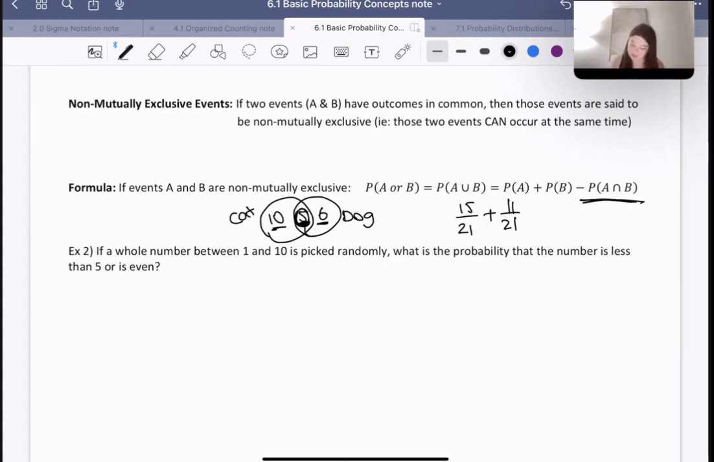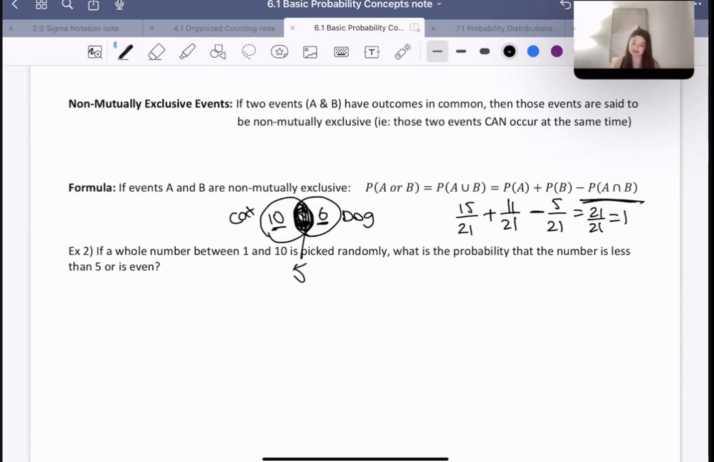So therefore, we have to subtract off the intersection of both. We have to subtract off this number, this 5 that's in here, in order to get the right answer. And if we do this, then we get the right answer, which, let's see, 15 plus 11 minus 5. So we're going to get 21 over 21, which is 1, right?